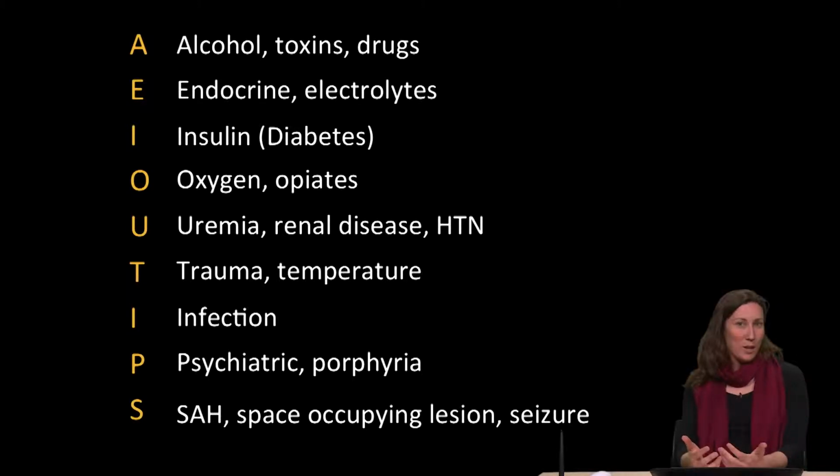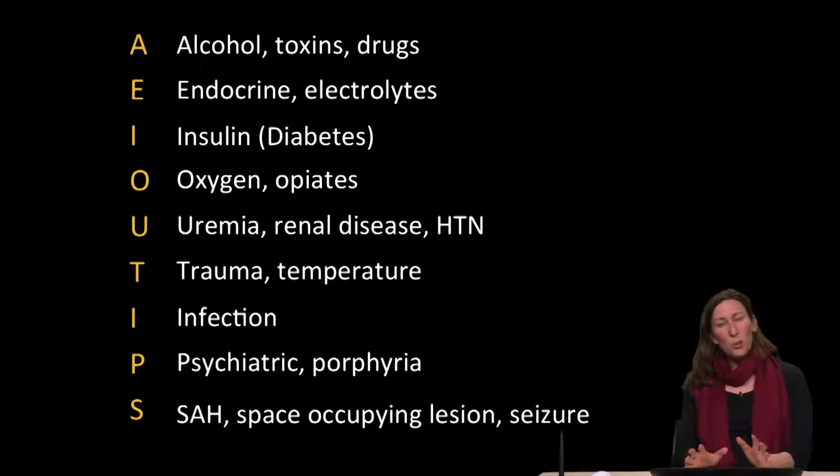Another way of organizing your thinking around altered mental status is to use this mnemonic, AEIOU TIPS. So with A, I think of alcohol, toxins, and drugs. E, endocrine disorders or electrolyte abnormalities. I, insulin, which just really prompts me to think of diabetes. O for oxygen or opiates. U for uremia, renal disease, and hypertension. T for trauma and for temperature. I for infection. P for psychiatric disease and porphyria. And S for subarachnoid hemorrhage, space-occupying lesions, and seizures.